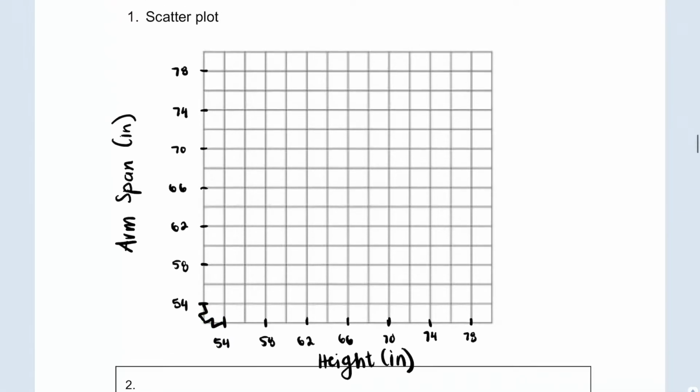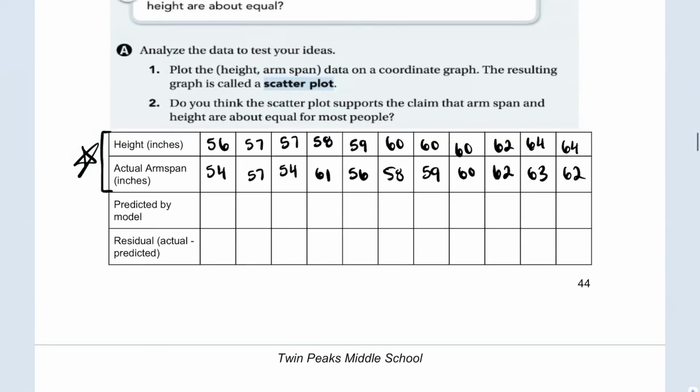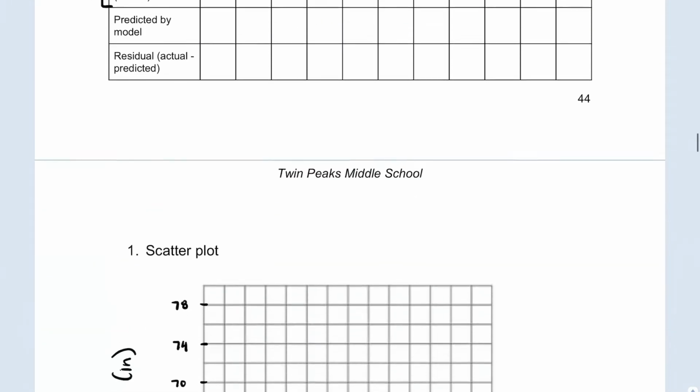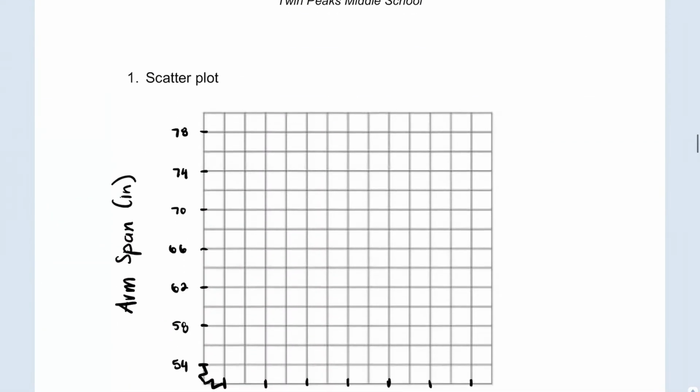Okay, so once you guys have your graph set up, you're going to just plot the points. Don't connect them with a line yet, just plot the points, and we'll see what we get. Okay, so I have 56, 54. Oops, I'm still in highlighter here.